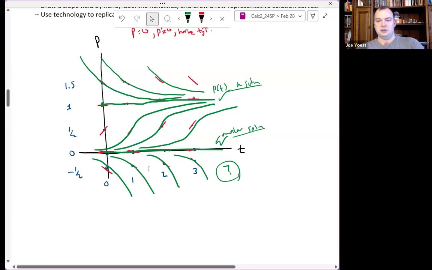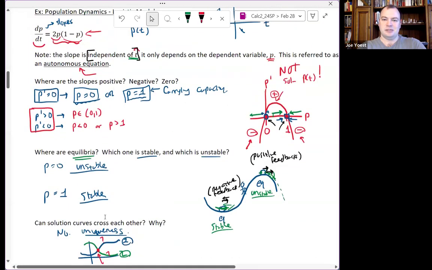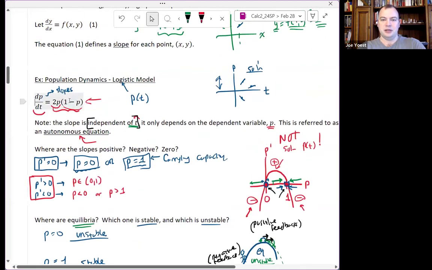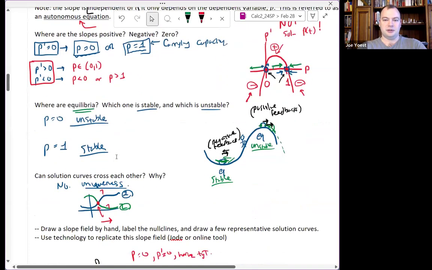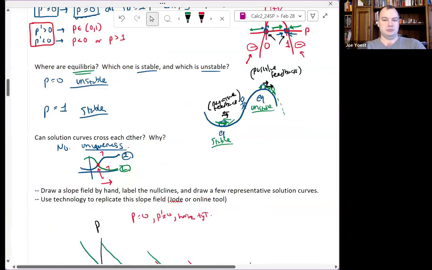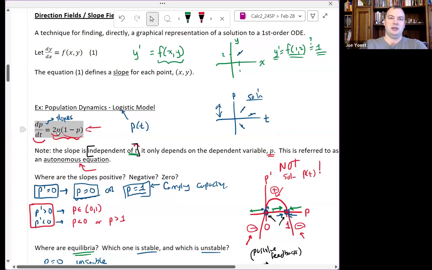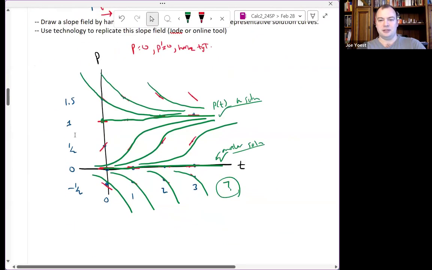So all of these green curves are a representation of some of the members of the family of curves that are solutions to this differential equation up here. And we got it by a direct graphical approach. We didn't find P of t equals something and then graph that thing. We just got the graph directly.